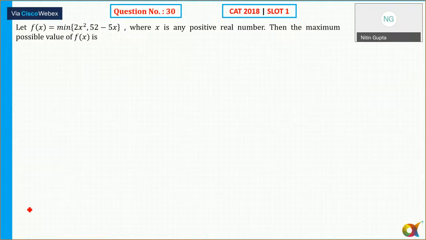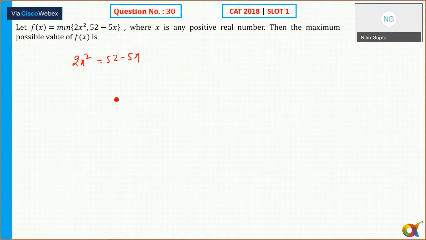Okay, it can be a mixture of 2 linear equations or quadratic. So here is one quadratic and one linear. So first of all, I'll equate these 2 equations. That is 2x square is equal to 52 minus 5x. That will give me the point of intersection. Okay, Damini, I'll come back to question number 29. Just wait. Okay, let me explain this one.